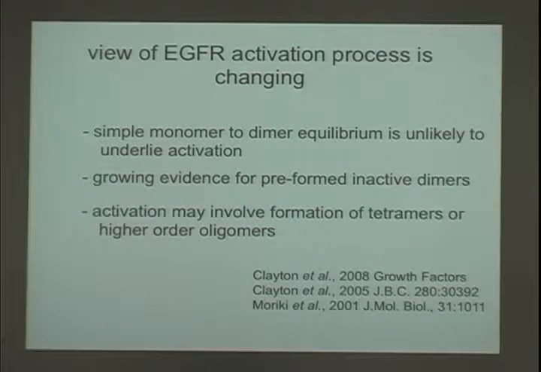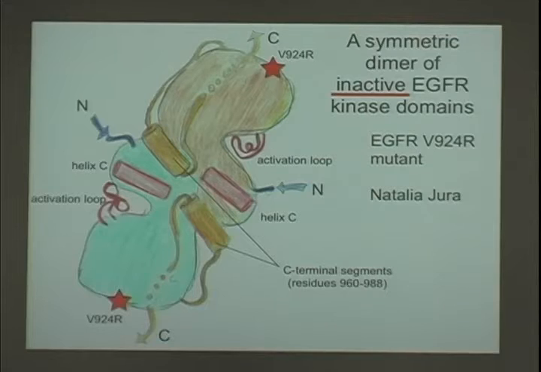So our view of how the EGF receptor activation process proceeds is actually changing. I've mentioned some work from Burgess and another group here, but essentially a simple monomer to dimer equilibrium is unlikely to underlie activation, because there's a lot of evidence for preformed inactive dimers. And particularly Burgess and colleagues, using fluorescence, have pointed out that in fact there may be higher order structures such as tetramers that underlie activation. So this is kind of the background.